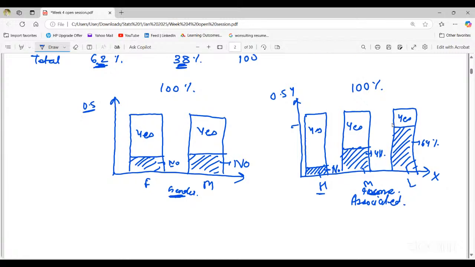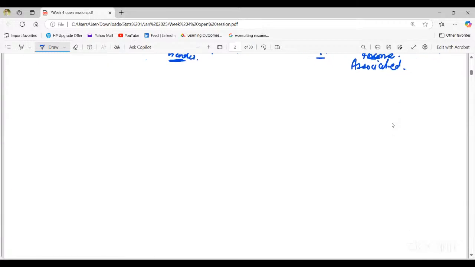Everybody, can I proceed now? Yes, ma'am. Now this was all about categorical variables, when we have two categorical variables. Now we are having two numerical variables. So if we have to calculate the association between two numerical variables, the first thing is we can draw a scatter plot, graphically, if we have to calculate the association.